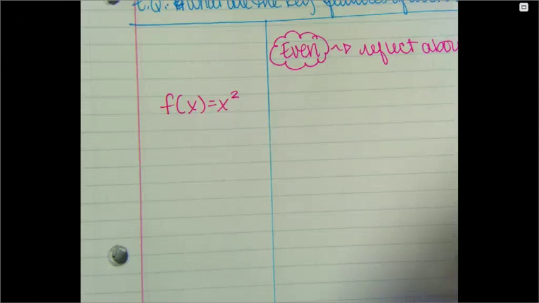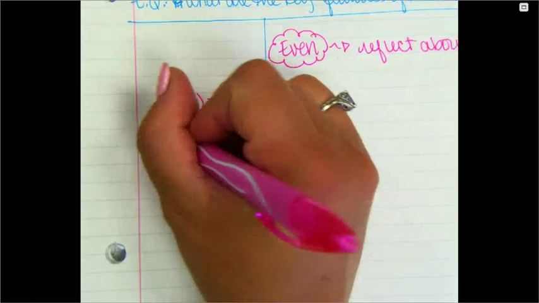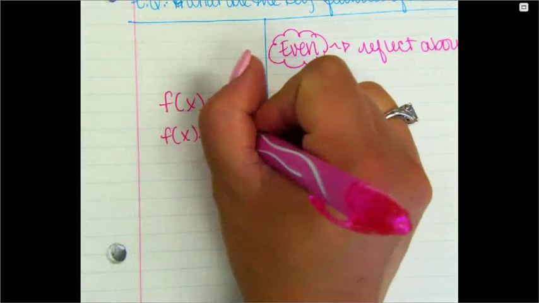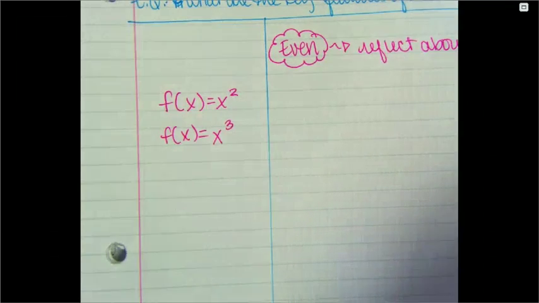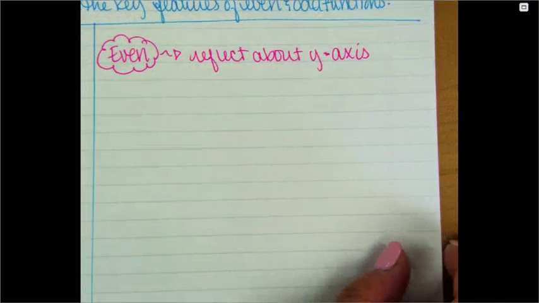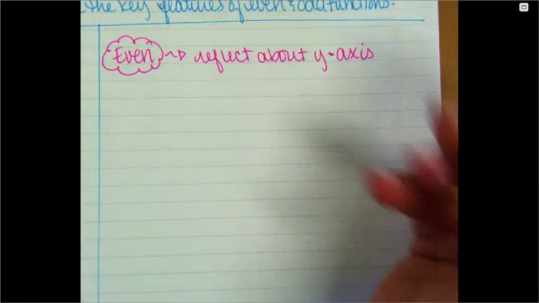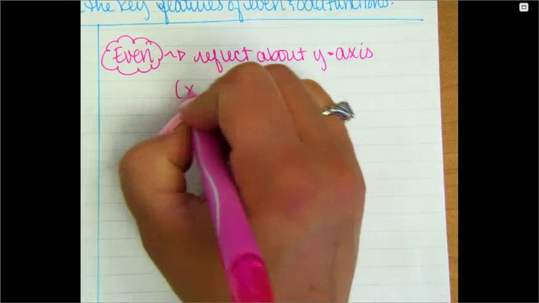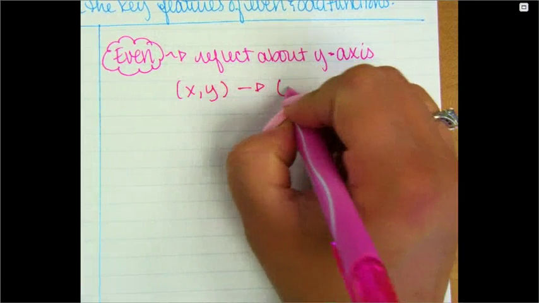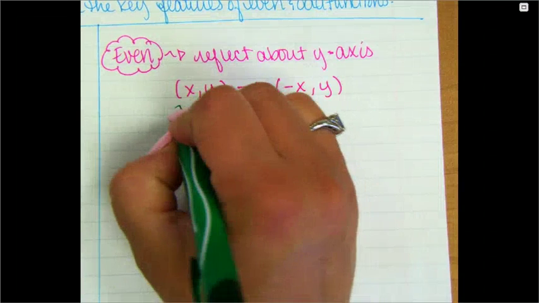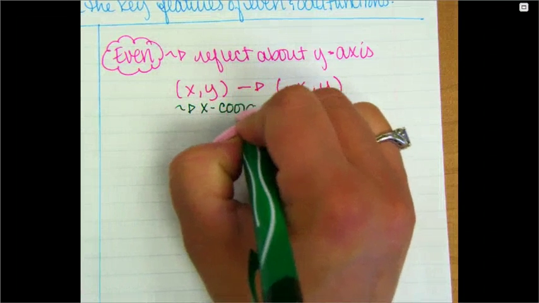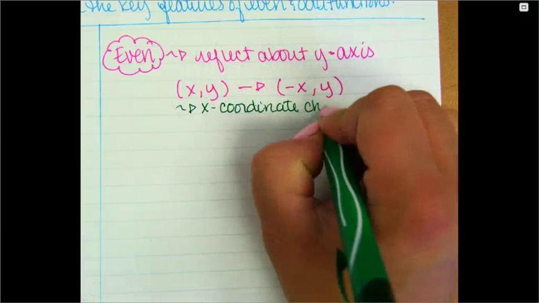Is it an even or an odd function? Why? Because of the exponent. So what makes it an odd function? When it's like a third. Okay? Do you understand? It's your exponent that's making it even and odd. So when we're even, we have an even exponent, yeah? So we reflect around the y-axis. So x comma y then reflects to be negative x comma y. This will make sense when I graph it in a second. So in other words, your x-coordinate changes signs.